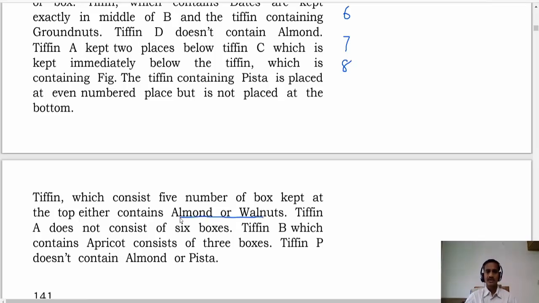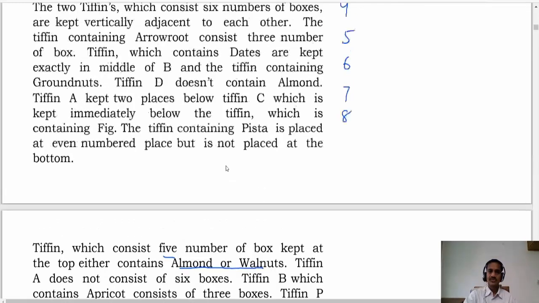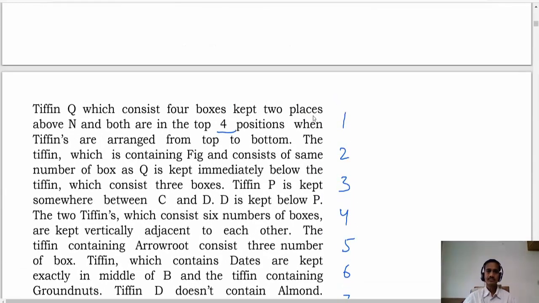Right? Now this is either almond or walnut. Now the top one is either almond or walnut, and it is kept 5. Now what is the top one? The top one is 5. As the top one is 5, now this is the box number, next is the number, and finally the dry fruit it contains.